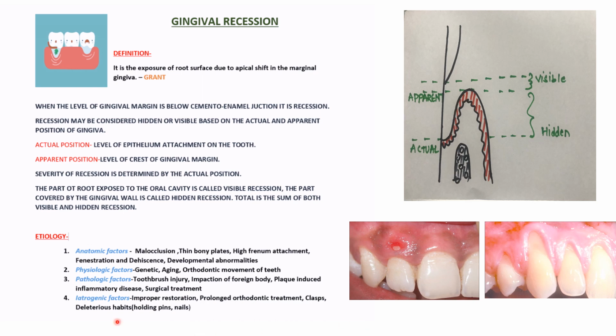Then clasp, deleterious habits like holding pins, nails, and habits like some people have the habit of scrubbing on the gingiva. Because of that, the gingiva gets receded down. So these are the etiologic factors.